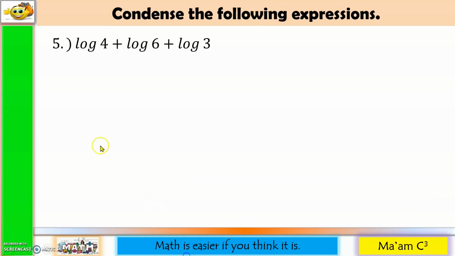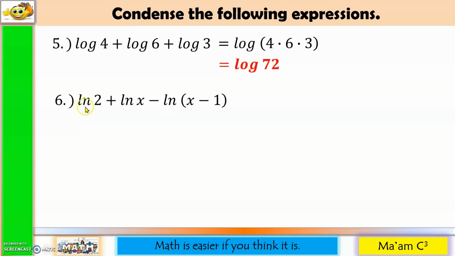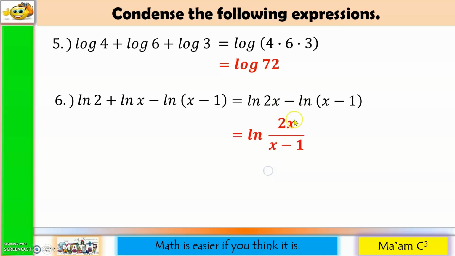Let's have some more. So I have here log of 4 plus log of 6 plus log of 3. Applying the product law, this is log of 4 times 6 times 3. 4 times 6 is 24, times 3 is 72. So equals log of 72. Another one, ln of 2 plus ln x minus ln of quantity x minus 1. So these two first, applying the product law, will be ln of 2x. Then copy minus ln of quantity x minus 1. And then this is minus, so applying the quotient law, this will be ln of 2x divided by x minus 1.